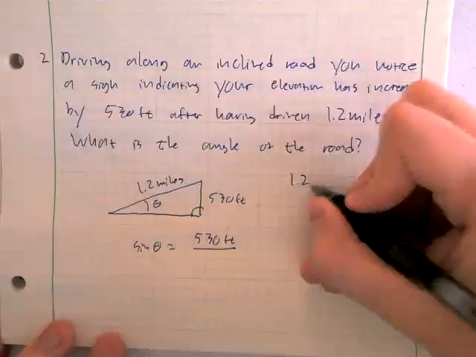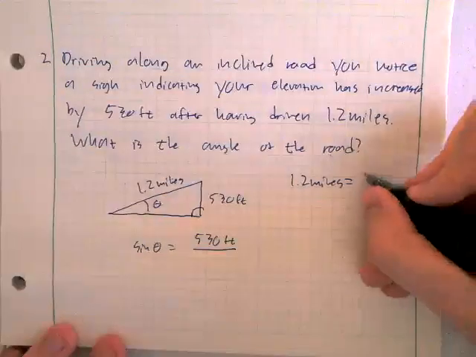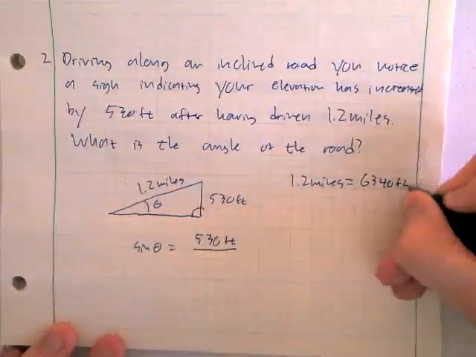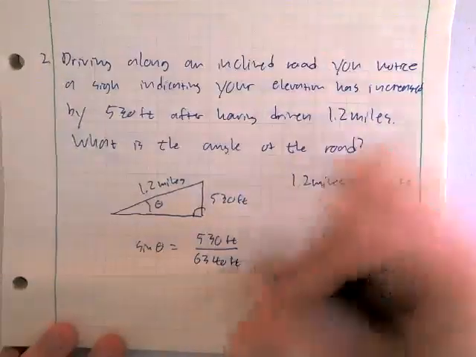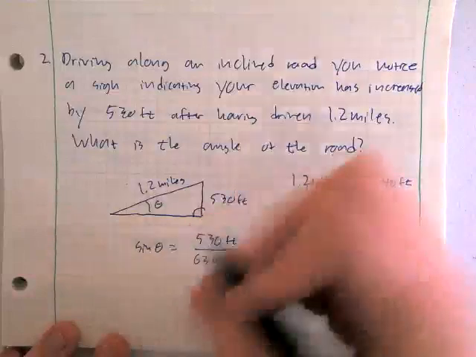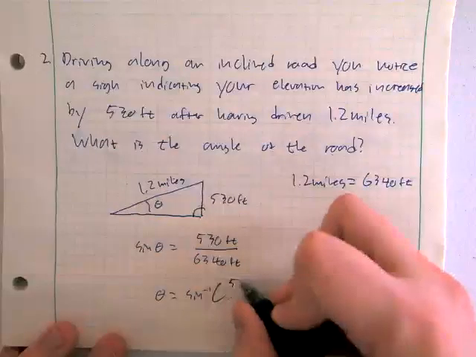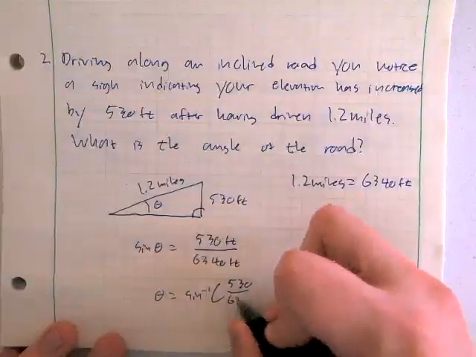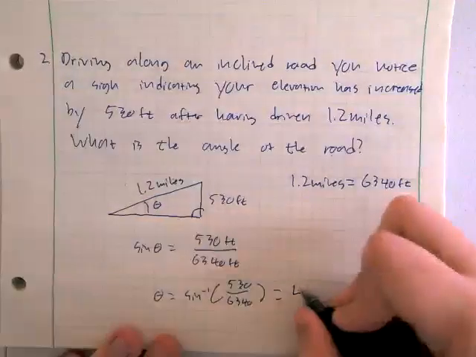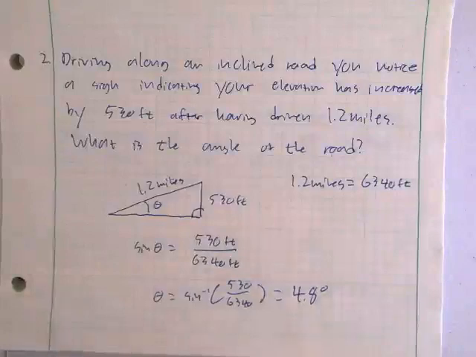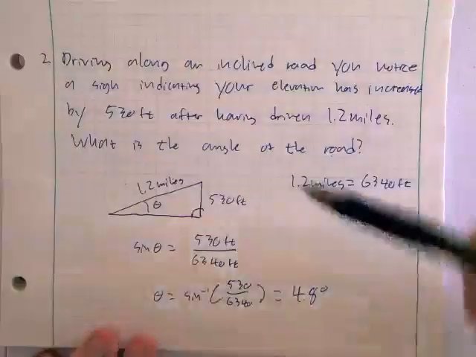1.2 miles is equal to about 6,340 feet. Then of course what we want is the angle. So we take the inverse sine of 530 over 6340, and this gives us an angle of about 4.8 degrees. So it's almost like a trig problem, right? We're just making sure we understand the different terminologies, right?